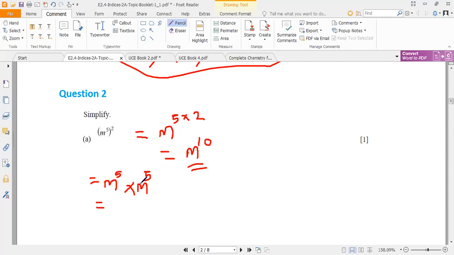Now, if you reach here, you can also apply the multiplication law, which says when you're multiplying, you keep the base and then you add the powers. And this will be 5 plus 5. Of course, it is m to the power of 10.